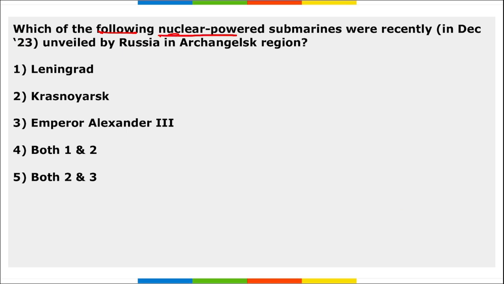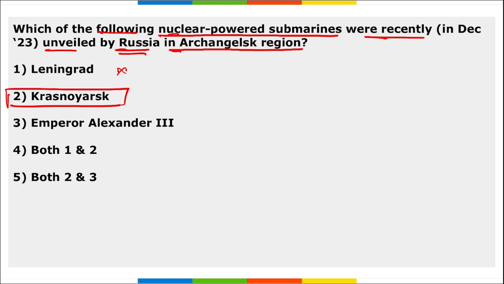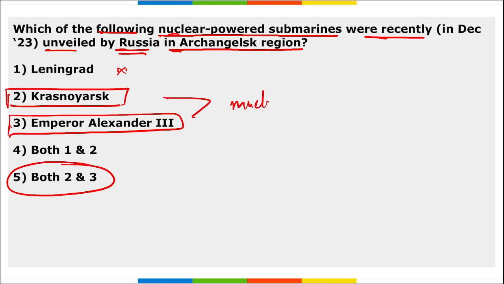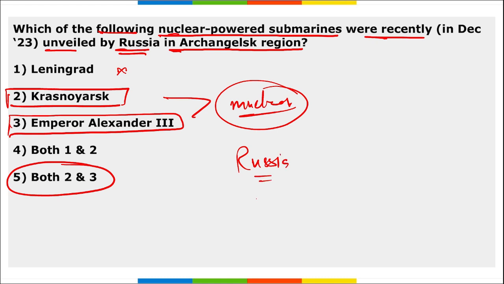Next, which of the following nuclear powered submarines were recently unveiled by Russia in Arkhangelsk region? So, remember there are two. First is Krasnoyarsk and second is Emperor Alexander III. So, these are the two nuclear powered submarines that were recently unveiled by Russia. Right? And they are basically to monitor the Pacific region, and they will be patrolling in the Pacific Ocean.